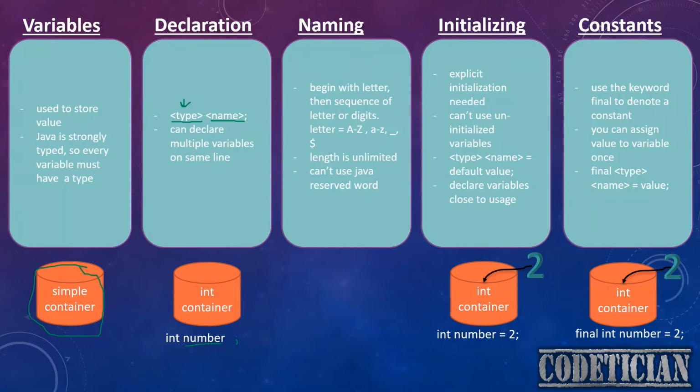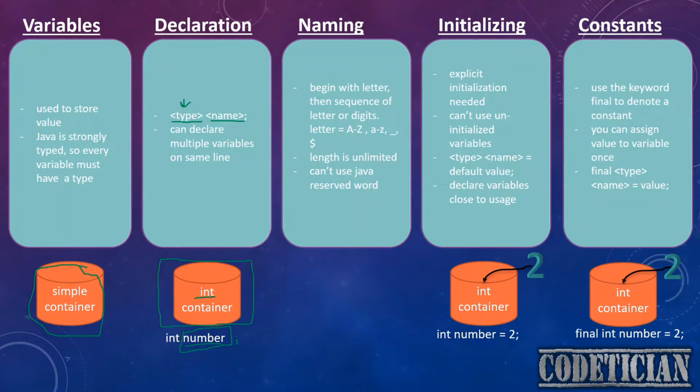So you can think of it like you had one container or one box, and now it has a label of int. So now it can store only int values. You cannot put a float value and think that everything will work fine. And this container is now named number.